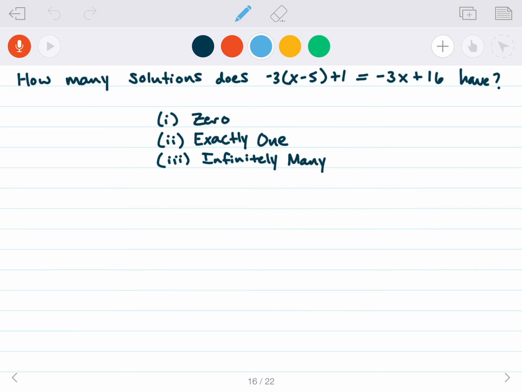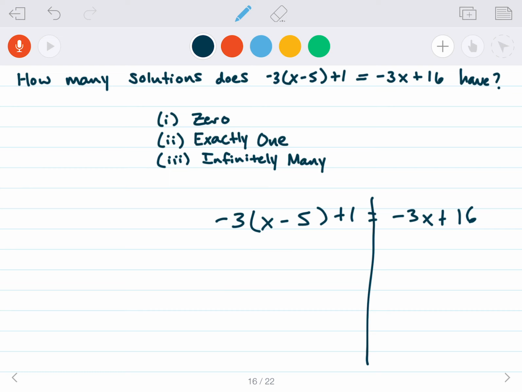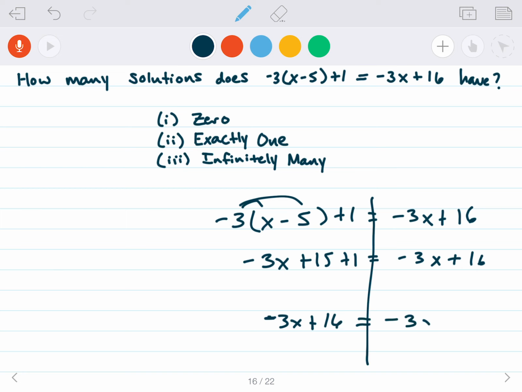So let's go ahead and solve this algebraically. So we have negative 3 times the quantity x minus 5, plus 1 equals negative 3x plus 16. So first thing I'm going to do is get rid of the parentheses by using the distributive property on the left side. So negative 3 times x is a negative 3x. Negative 3 times negative 5 is a positive 15, and I still have that plus 1 tacked at the end. So on the left side, I can combine the 15 and the 1 to make 16. And so I get negative 3x plus 16.